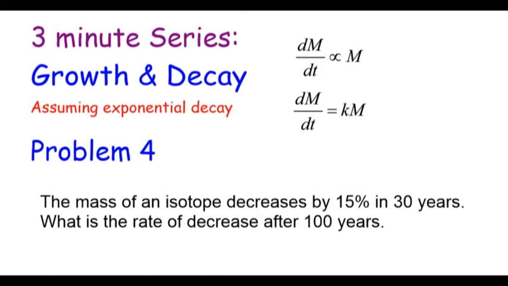This is the 3-minute series on growth and decay. We're looking at a decay problem here, similar to an earlier one, but this time we're looking at the rate of decrease of this particular isotope. We are told that the mass of the isotope decreases by 15% in 30 years, and then we have to find out what the rate of decrease is after 100 years. And you notice we don't know what the actual original mass was here. Let's see how we do this one.